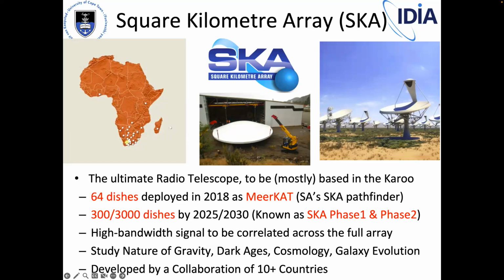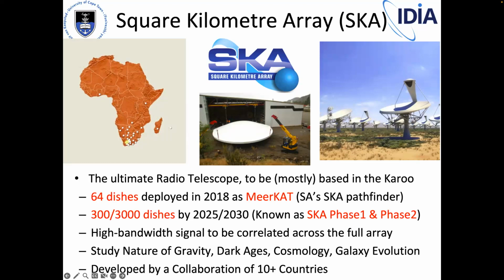SKA phase 2 will be a more costly endeavor, so it's anyone's guess when we will see that happen. What is clear is that the expansion from 64 dishes to 300 will increase the bandwidth of the signal to be correlated across the full array by a very large factor. I didn't do the math, but you must be able to correlate every dish with each other, so the number increases factorially, I think that's the word.